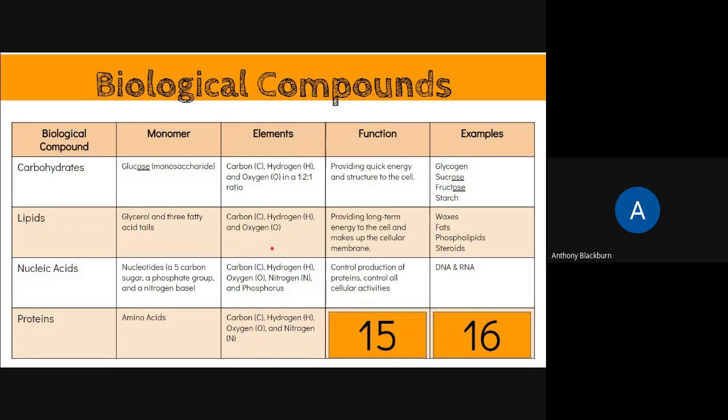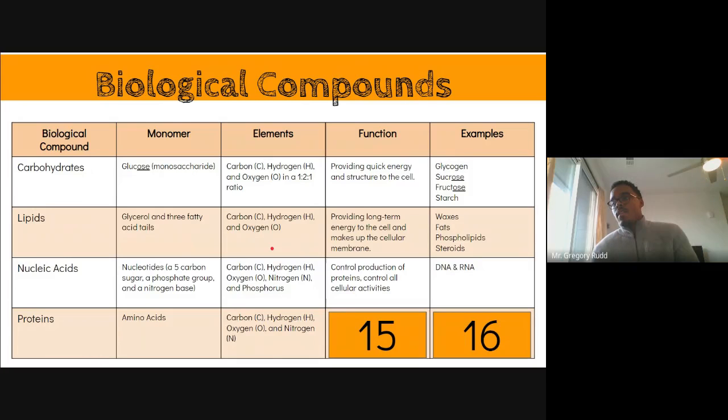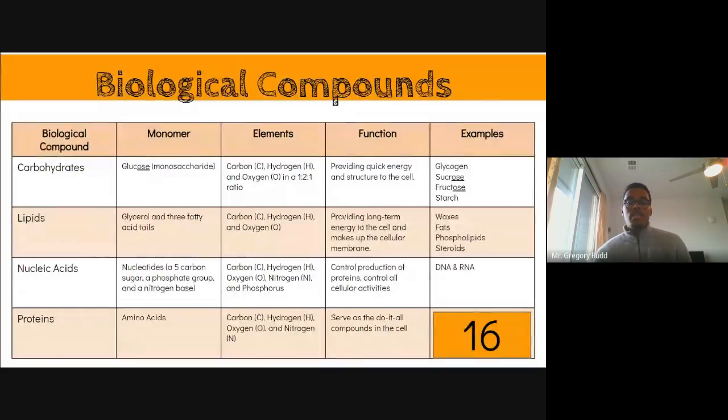Screenshot. Yeah. Okay. The function of proteins. What do proteins do for us? They do a lot of things. They're the do-it-all compounds. They help us to fight off pathogens. They help us to speed up reactions. They help us to break down compounds. They help us to build up compounds. Proteins are extremely important. And we've got some basic examples: enzymes, hormones, insulin, and antibodies.